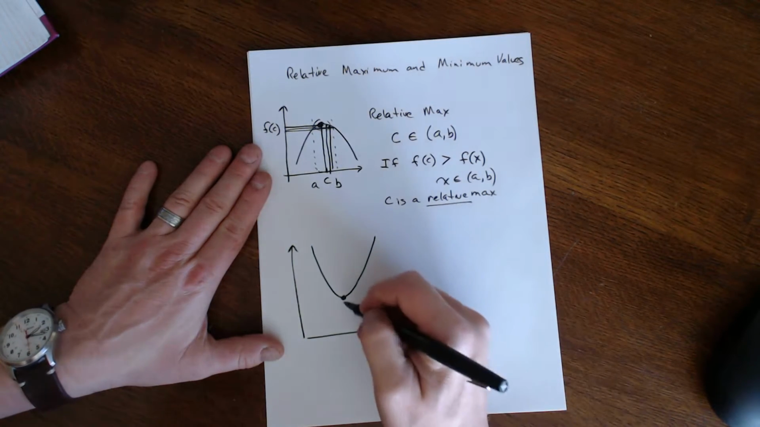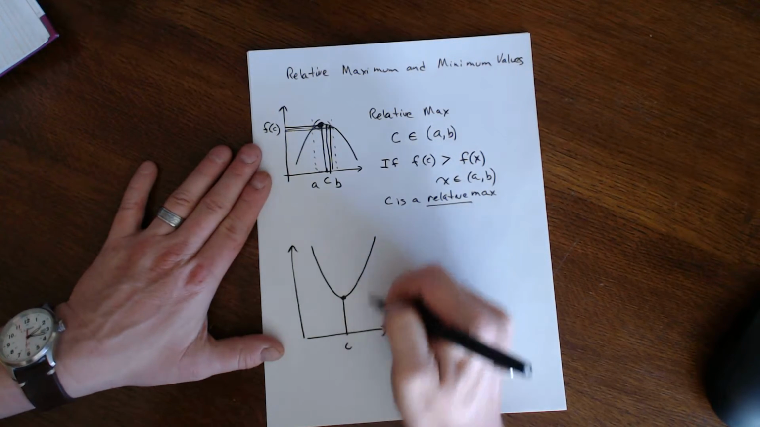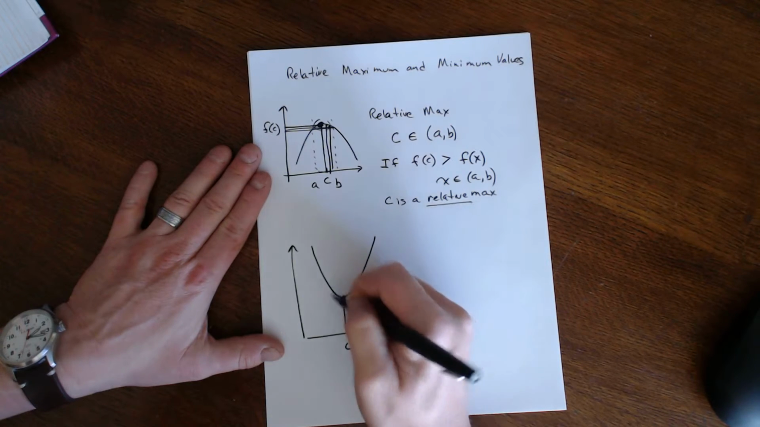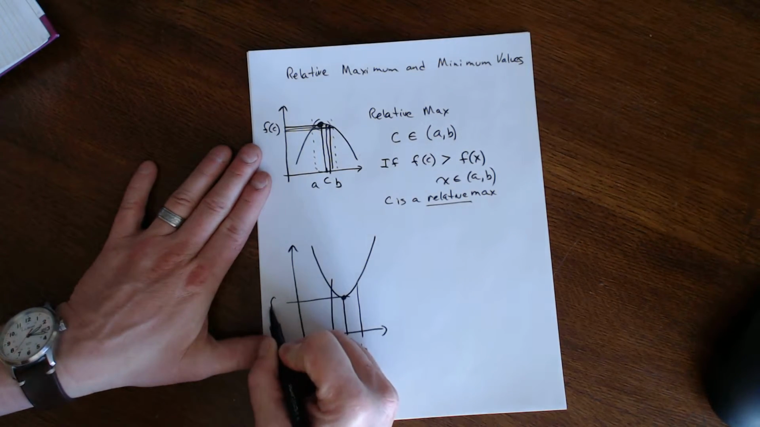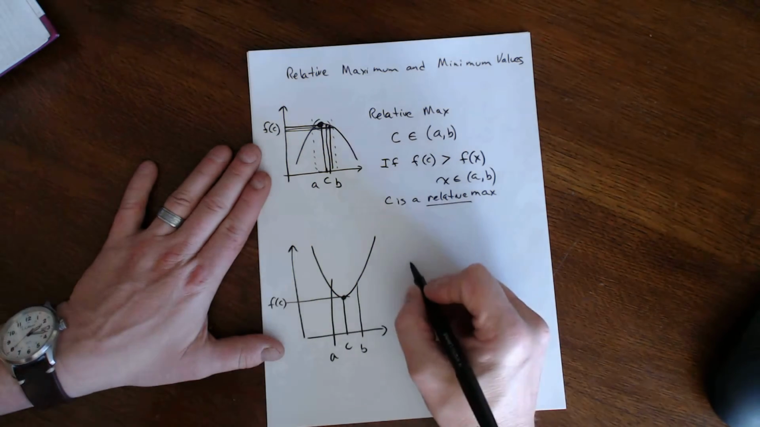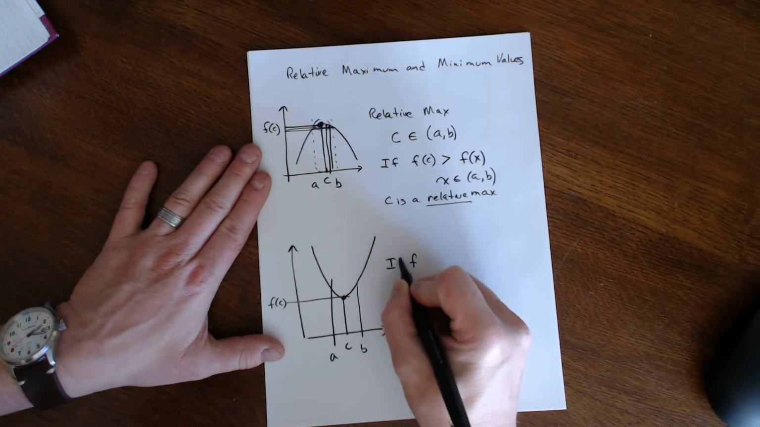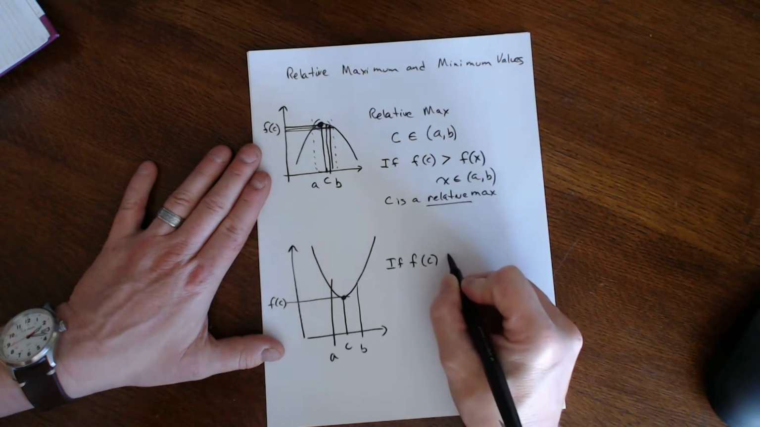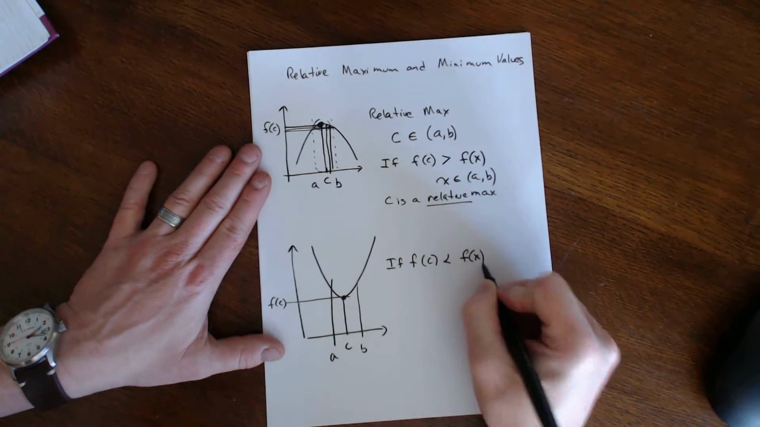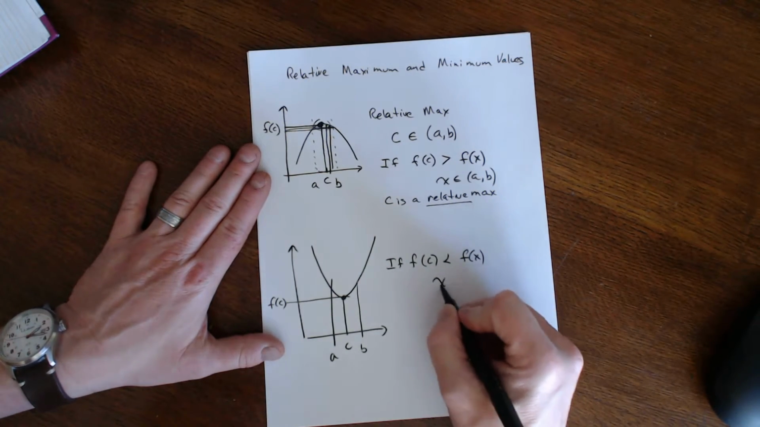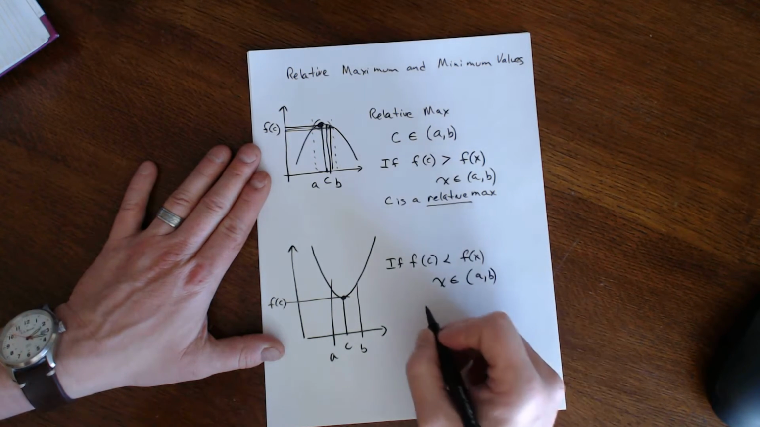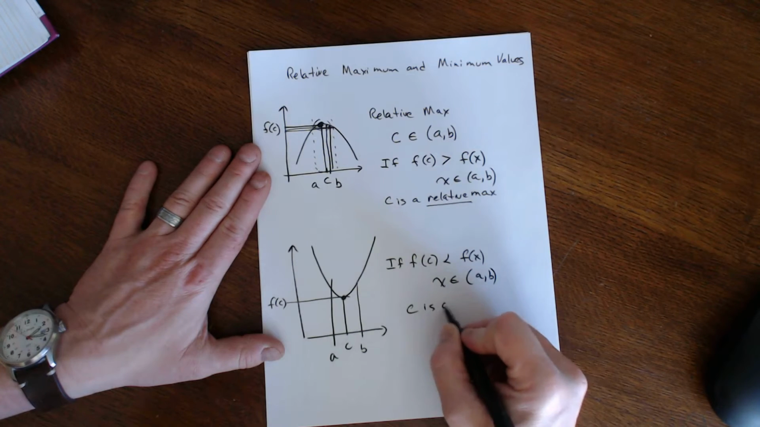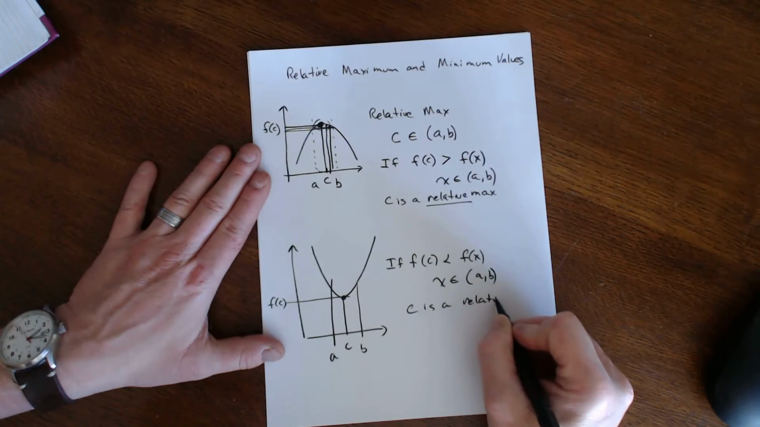Here's our point, and I'm going to say this is C. Here's a little window that we're looking at from A to B. Here is going to be f of C, and I'm going to say that if f of C is less than any other value f of x, where x is in that interval from A to B, we say that C is a relative min.